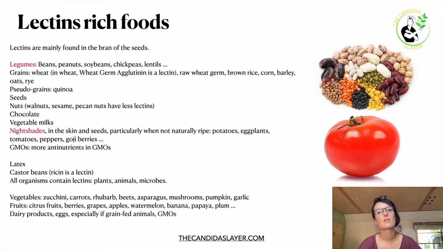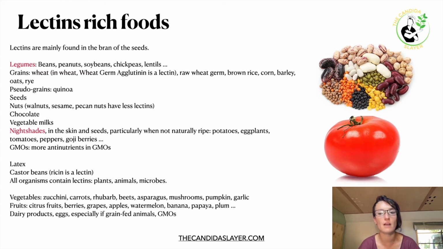In nuts, generally all kinds of nuts, but apparently there's less lectin in walnuts, sesame seeds, and pecan nuts compared to the other nuts. In chocolate, and especially in raw cacao. Be careful with raw cacao. For a few years now there's been a whole trend about eating stuff raw that should not be eaten raw, like cacao. Cacao should not be eaten raw. Cacao comes from cacao seeds, and seeds should not be eaten raw.